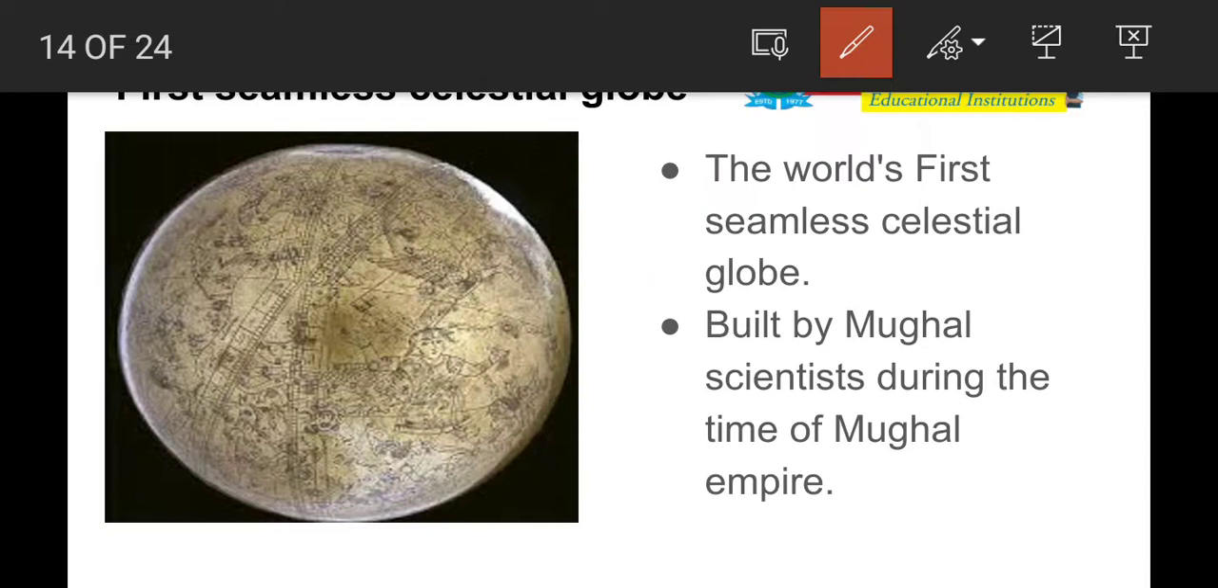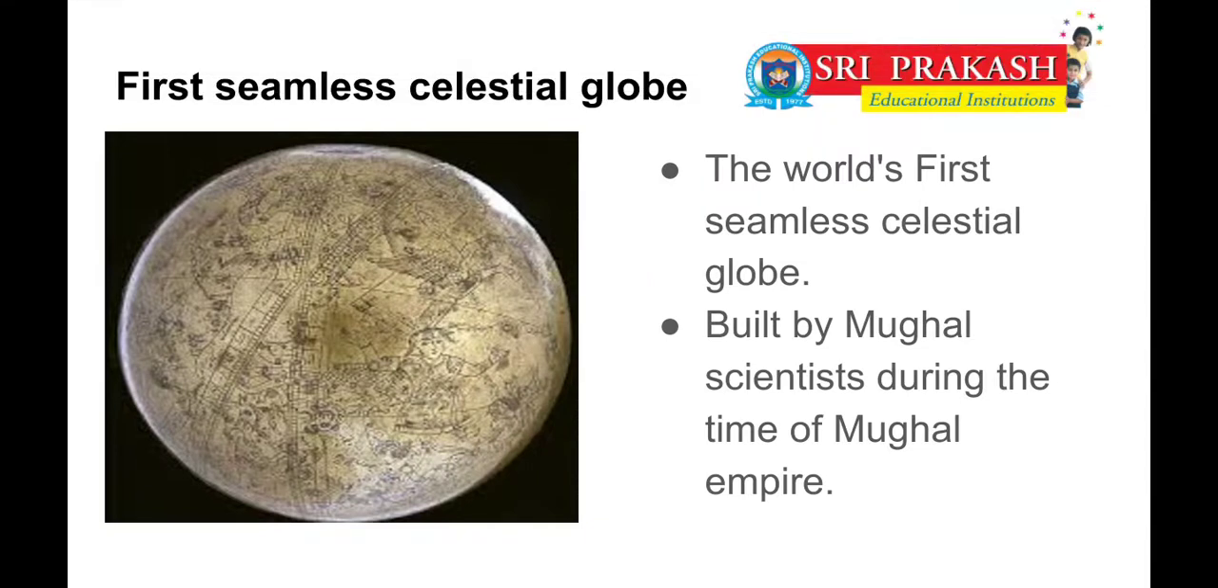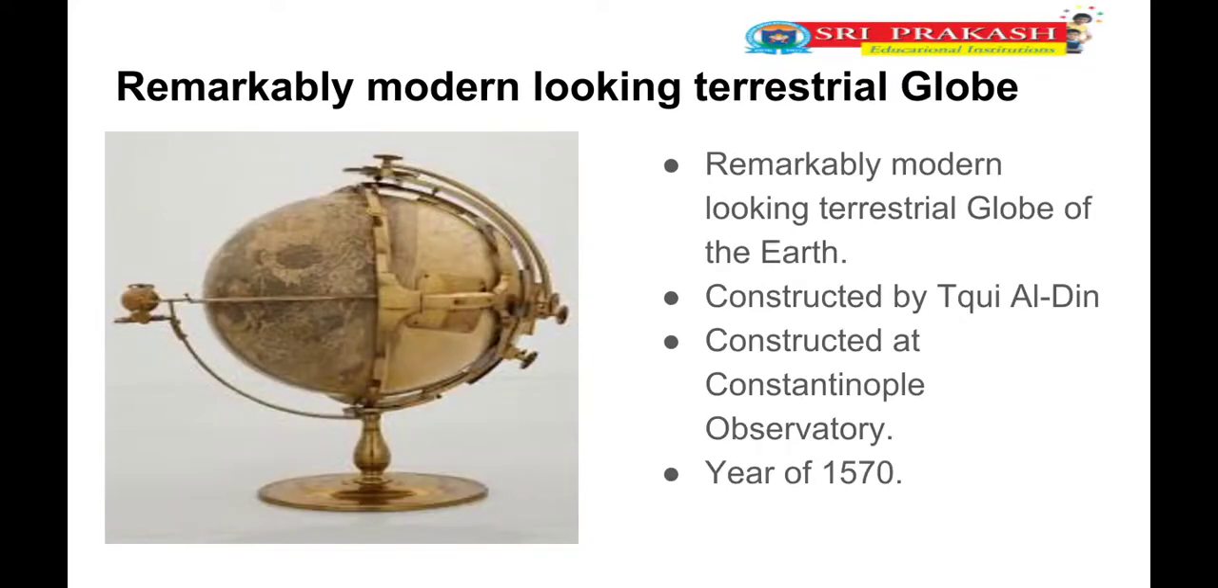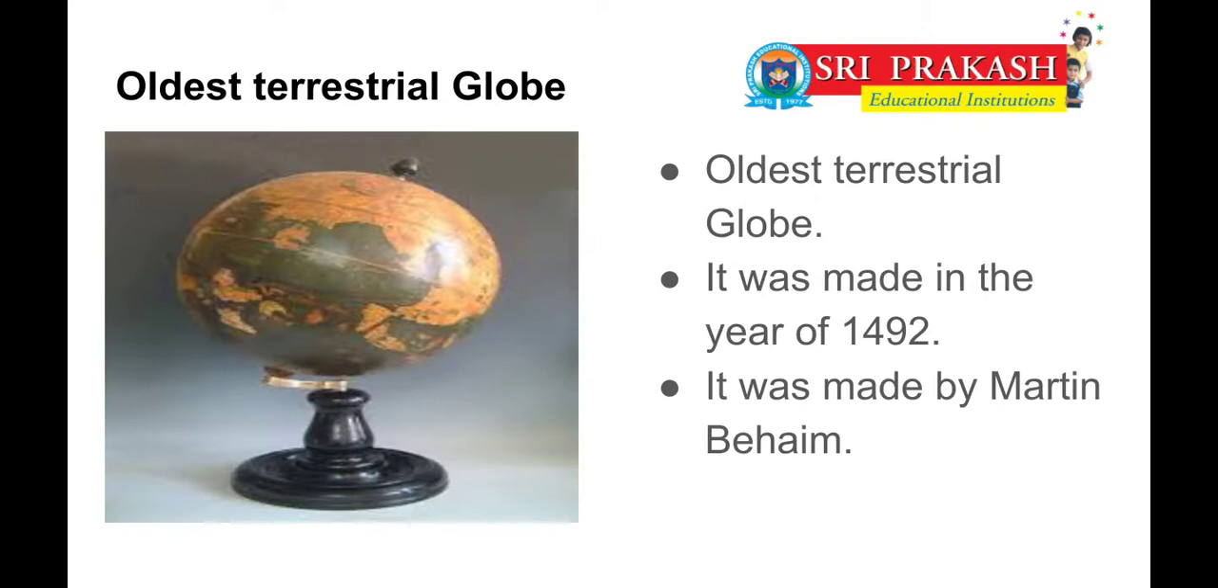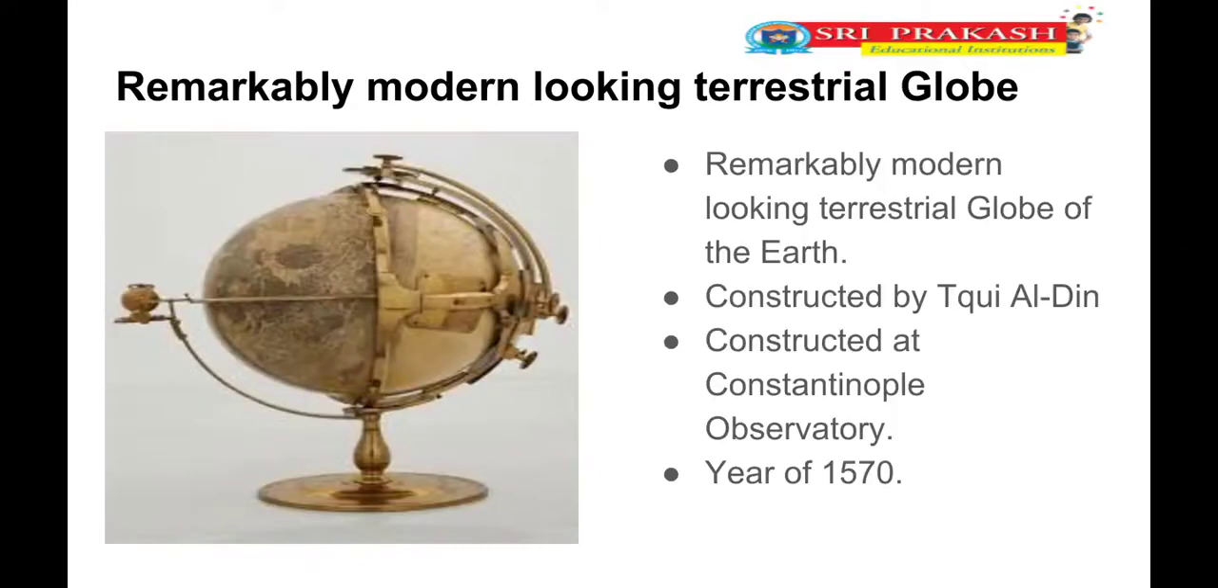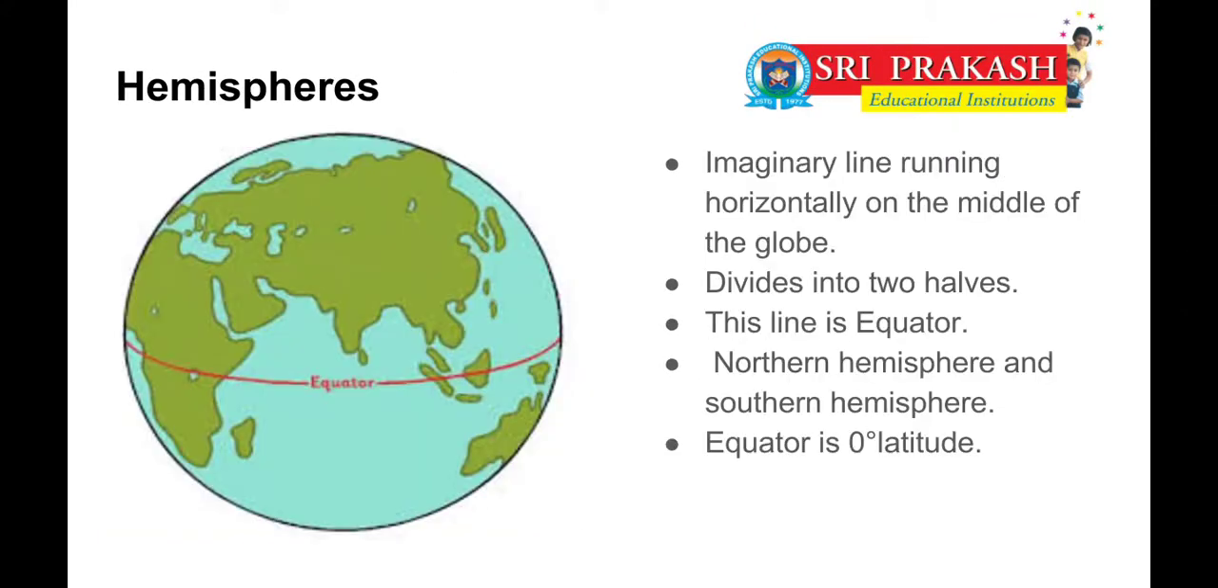And after that, how many globes did we discuss? Three globes. What are they, children? The first seamless globe, the second one the modern looking terrestrial globe, and the third one the oldest terrestrial globe. Okay. And next after that, come to the hemispheres.